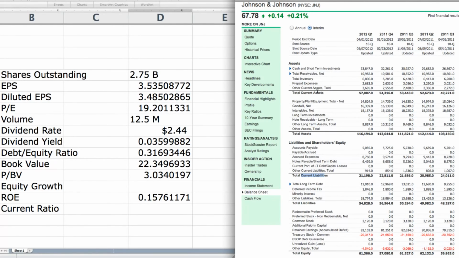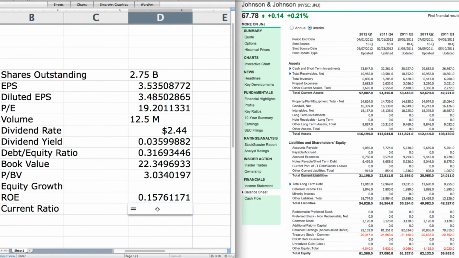Whenever I divide the assets by the liabilities, I immediately know if Johnson & Johnson is going to have to take on more debt or issue more shares to make up that difference from losing money. I know that right off the bat. So we're going to hit the equal sign and divide the top number, which is the current assets, 57,007, by the bottom number, the current liabilities, which is 21 billion. So I put 21198, and when I hit enter, I see that the current ratio is extremely healthy at 2.68.